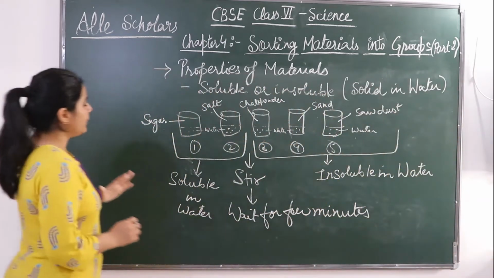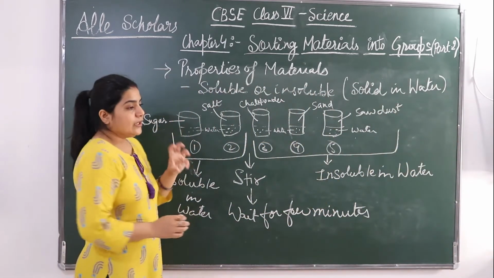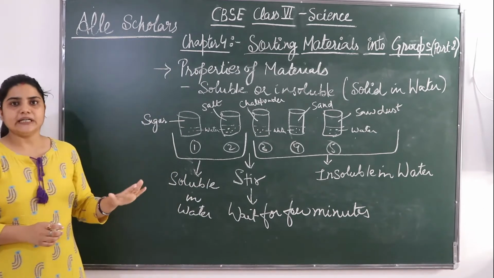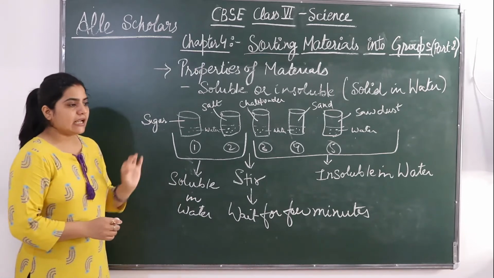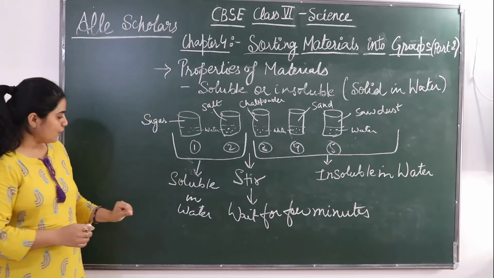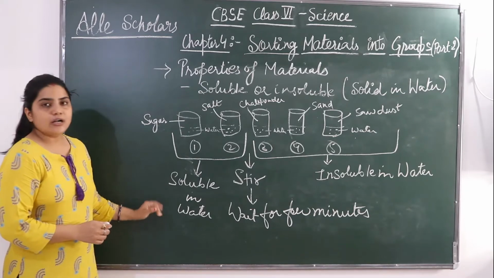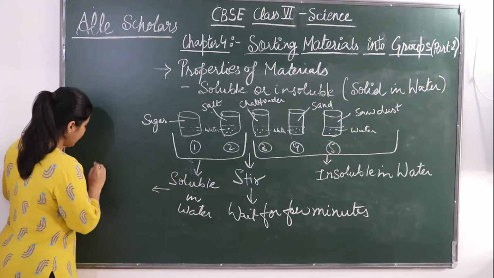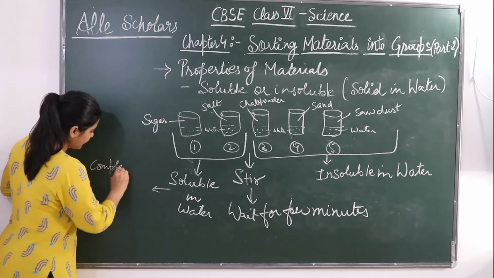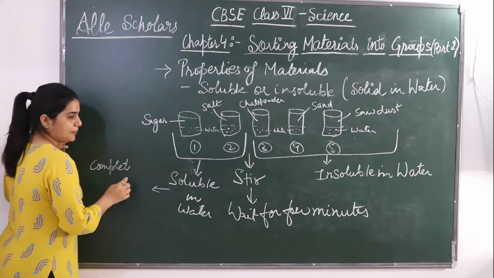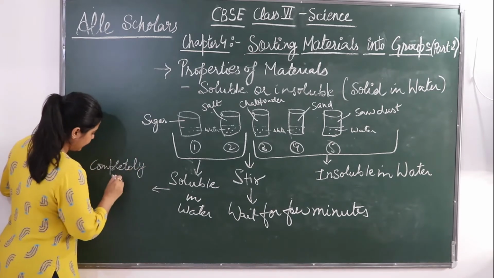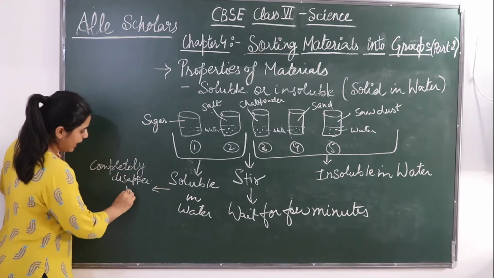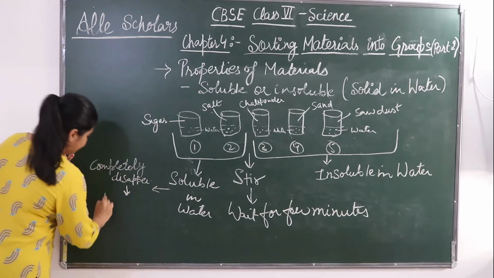Now we notice that these substances that have completely disappeared have dissolved in water. So these are called soluble in water. Soluble in water means they have completely disappeared. It means they have dissolved in water.